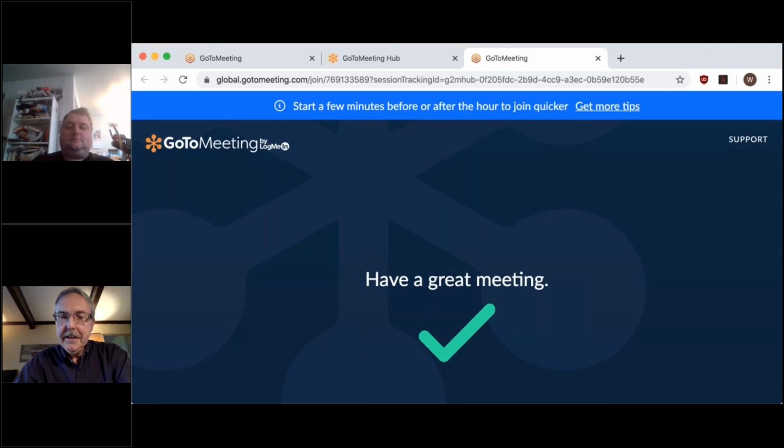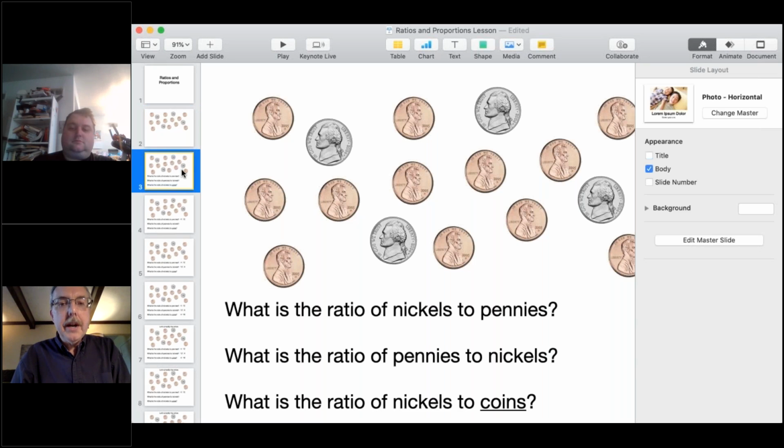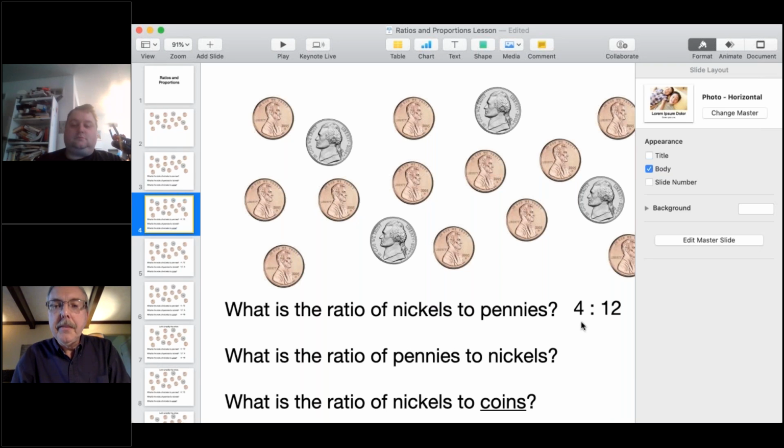Find my presentation. In this case, we see a bunch of coins. And as you can see, we have 4 nickels. And if you counted them, we would have 12 pennies. So what we want to do is look at the ratios that we can see here. First, let's look at the ratio of nickels to pennies. And remember, I mentioned that order is important. So we'll look at the number of nickels, which was 4, and the number of pennies, which was 12. The way that we show that is with a colon in between them. So this means 4 nickels to 12 pennies. Nickels first, pennies second.